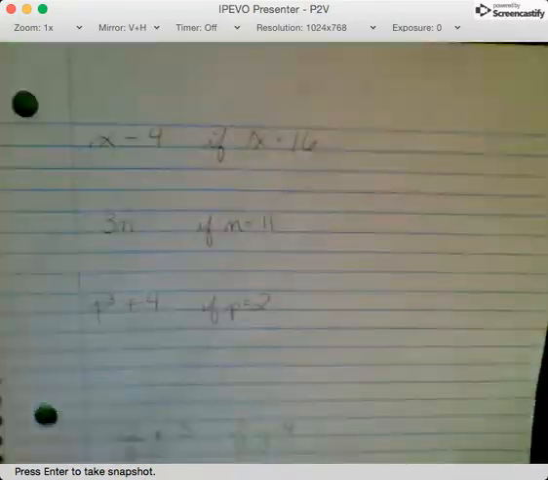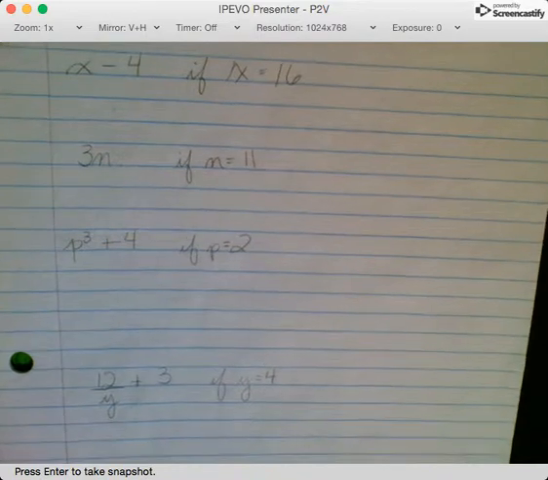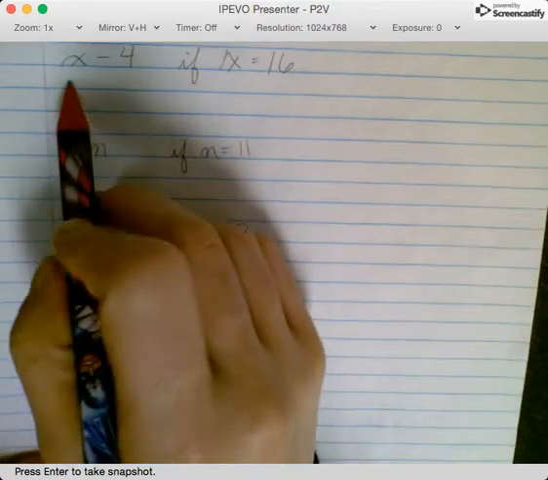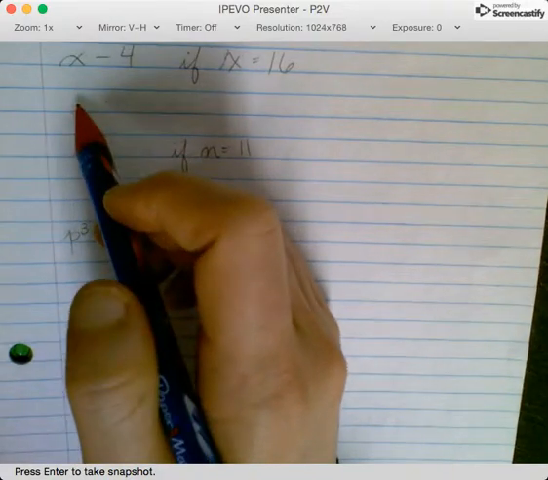This would be just taking a problem with a variable and solving it if you are given what that variable equals. So I have written out some examples to use, just simple ones to start out with.